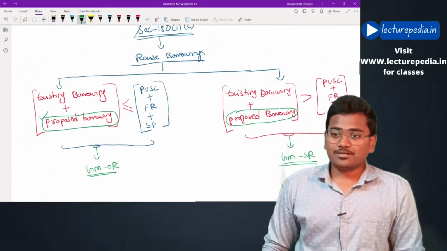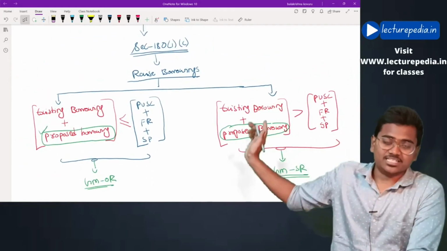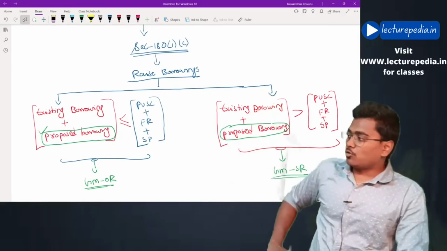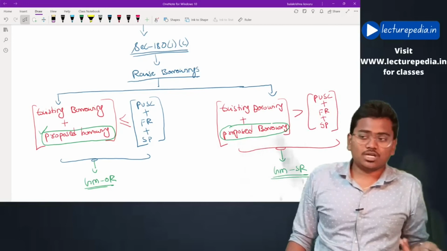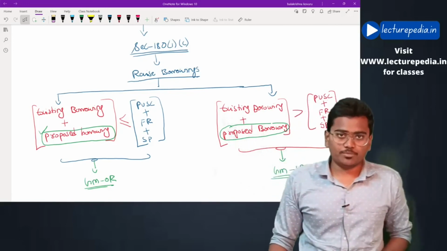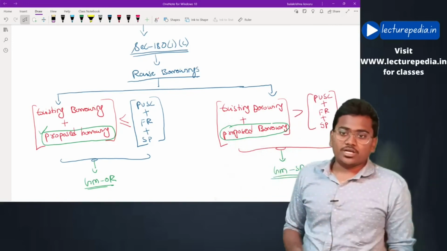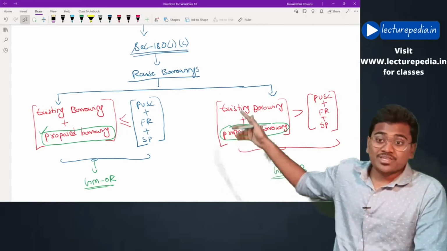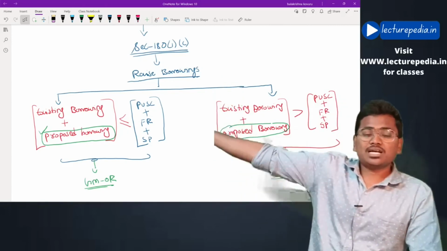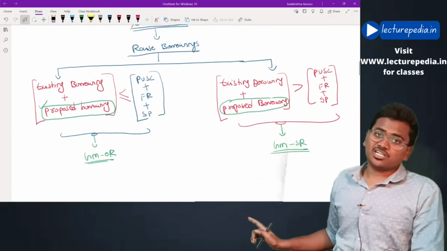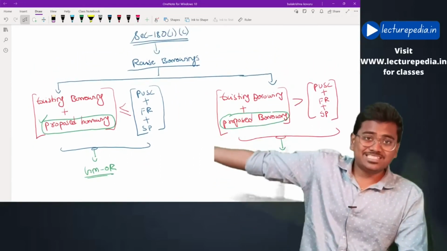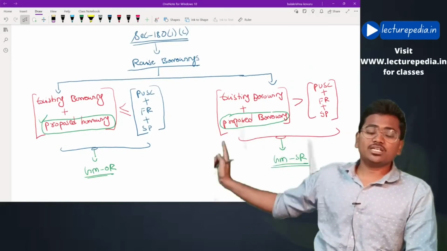This is where, as per section 180, if you want to raise borrowings, here you are raising deposits from public, that is borrowing only. Now this proposed borrowing along with existing borrowing is less than or equal to paid up share capital, free reserves plus security premium, means you need general meeting ordinary resolution. If it exceeds that, then you need general meeting special resolution.